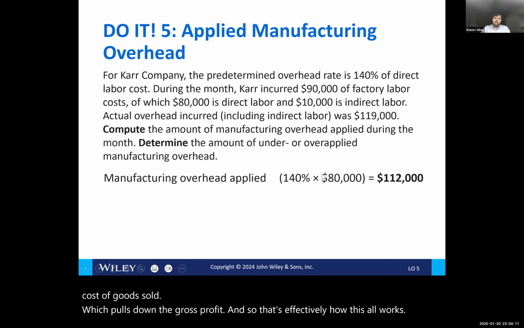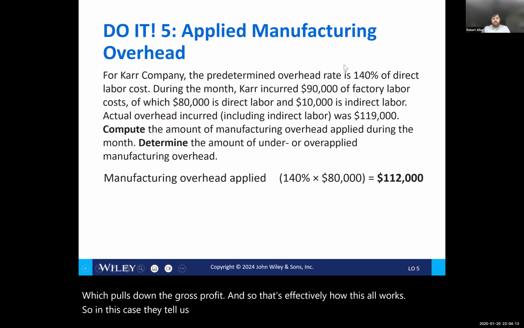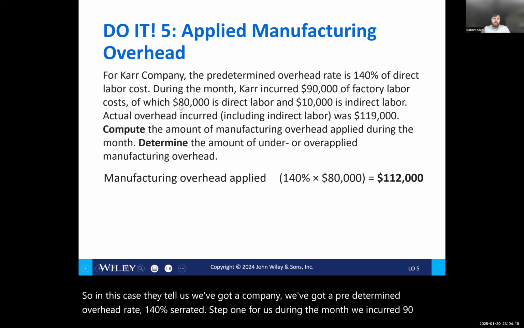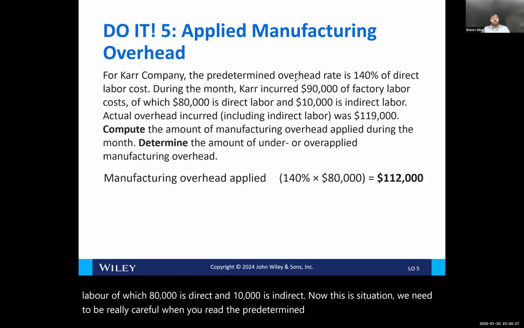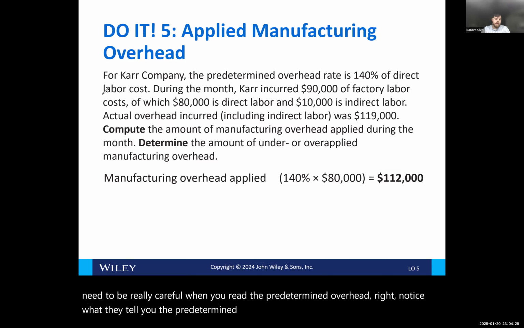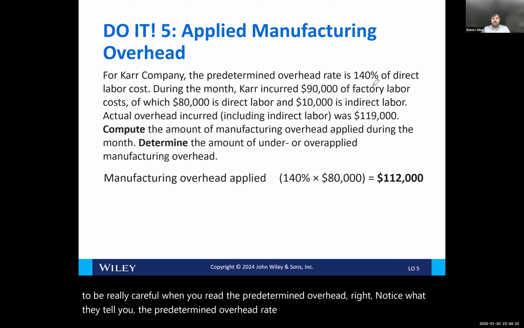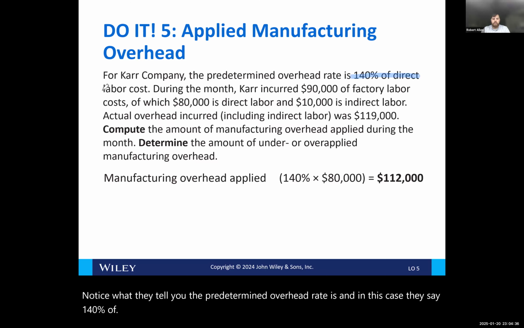So in this case, they tell us we've got a company, we've got a predetermined overhead rate, 140%. So they already did step one for us. During the month, we incurred 90,000 of labor, of which 80,000 is direct and 10,000 is indirect. Now, this is a situation where you need to be really careful when you read the predetermined overhead rate. Notice what they tell you. The predetermined overhead rate is, in this case, 140% of direct labor.